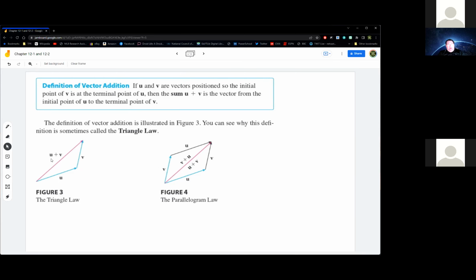Same concept here. You've got u plus v. We're starting here and going up to the v, or the same thing over here. We have v plus u. It'd be no different in that respect. So you can take two vectors and add them.